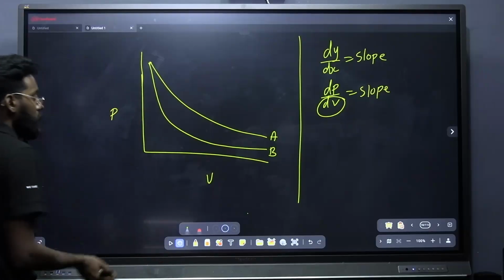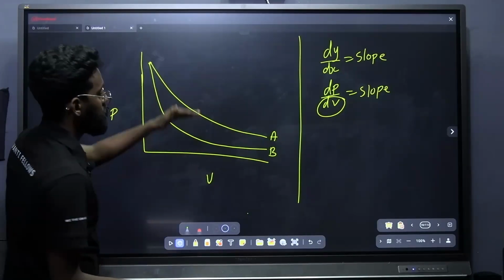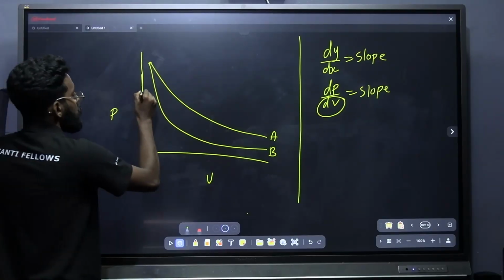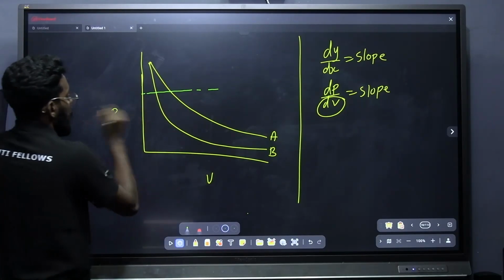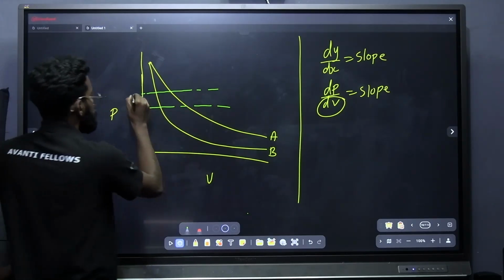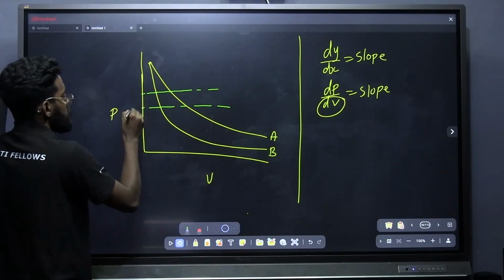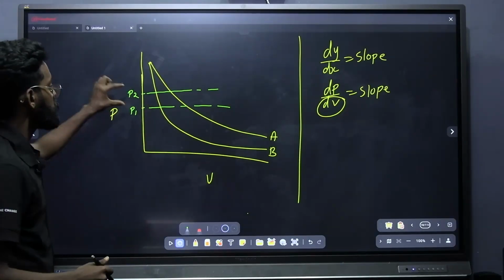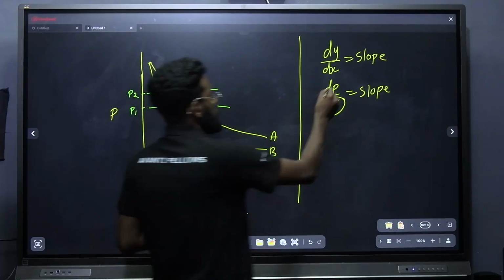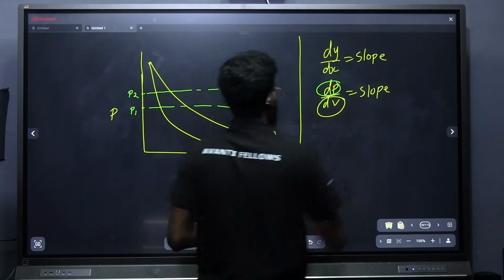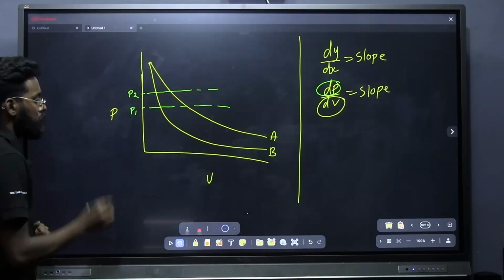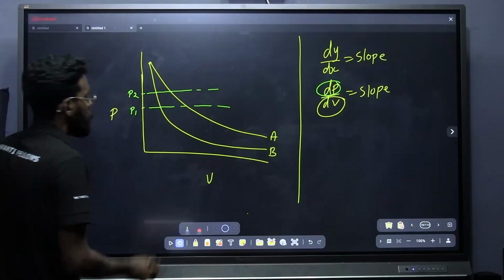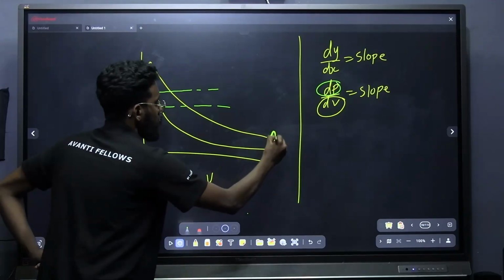Okay, what I am going to do is check which one has the lowest change in volume. For that, I am drawing a line and taking the same change in pressure, that is, this is P1, this is P2. For both the curves I am taking the same change in pressure, that is dP is the same for both. Now I am going to compare the change in volume of curve A.